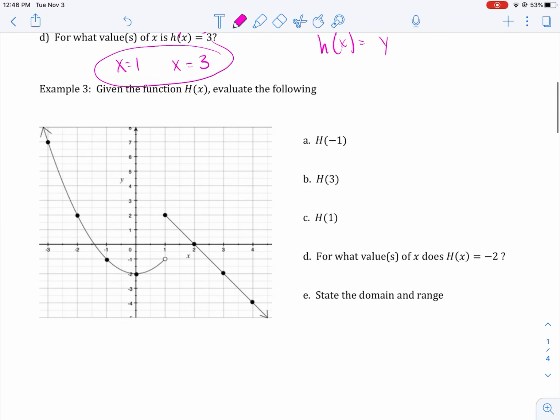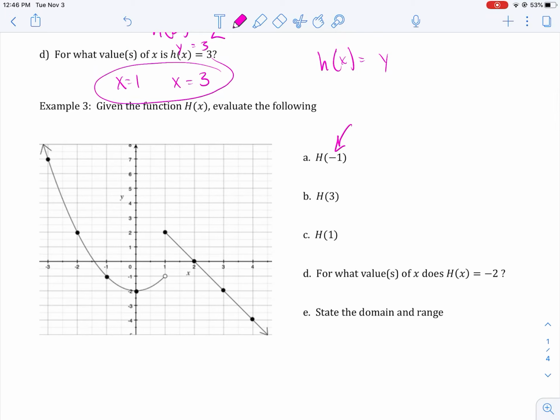Let's go to example 3. Example 3: given the function h of x, evaluate the following. The process is still the same. This is our input, and it wants to know what our output is. So they give us the input, and they want us to evaluate. When our input is -1, what is our output?